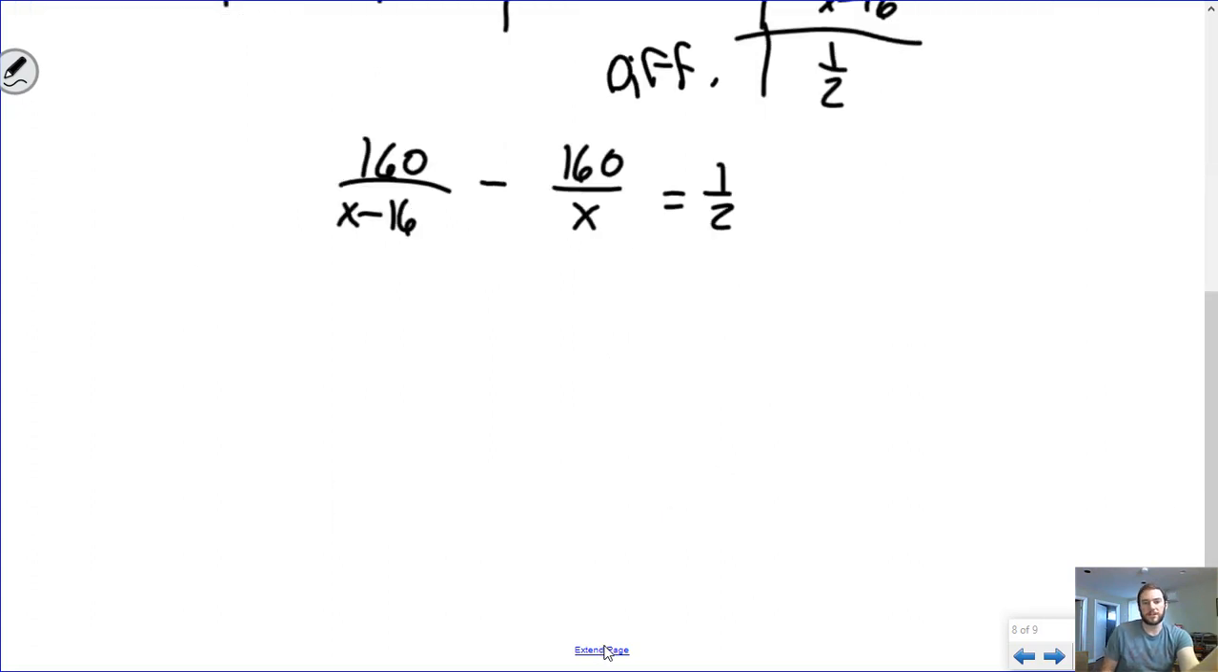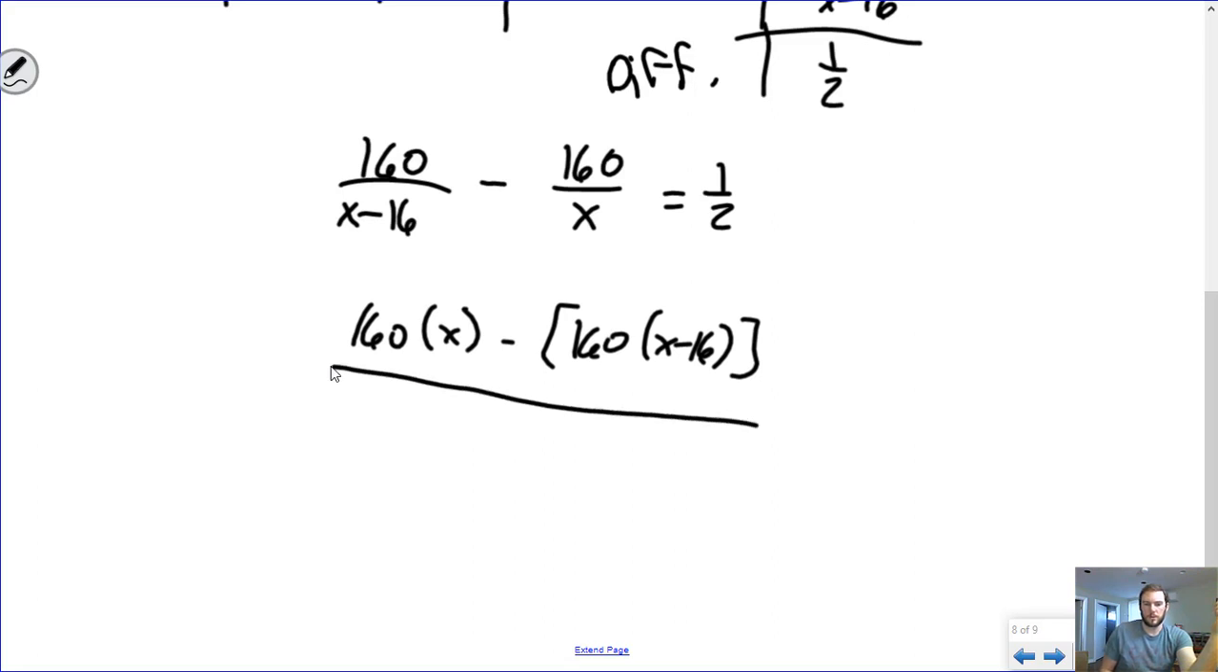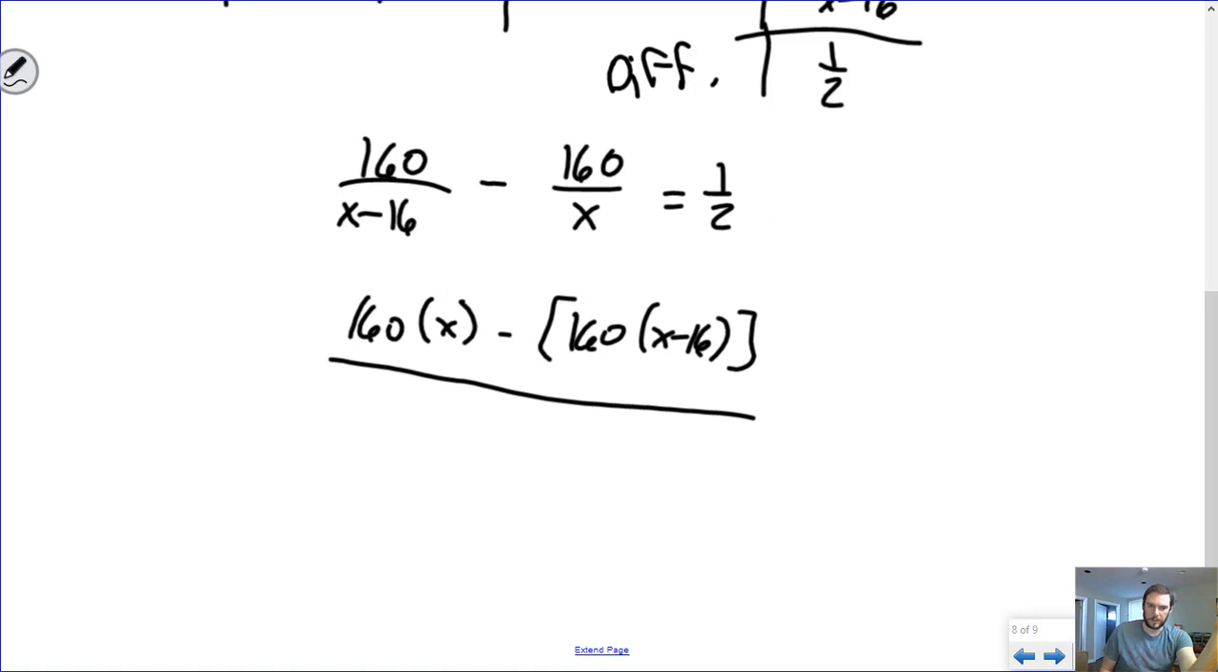Okay, so now we're going to solve for X the same way we did with the previous question. So over here, I'm going to find a common denominator. So 160 multiplied by X minus 160 multiplied by X minus 16, all over X minus 16 times X.